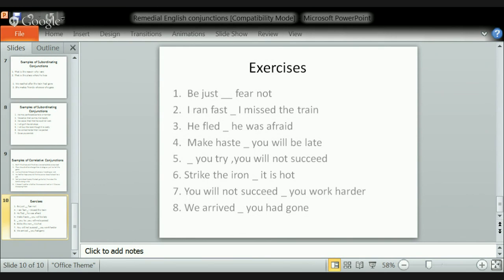I want you to guess the word. We arrived, dash, you had gone. Yes, if you have said we arrived after you had gone, that's the time, right? Following you had gone.